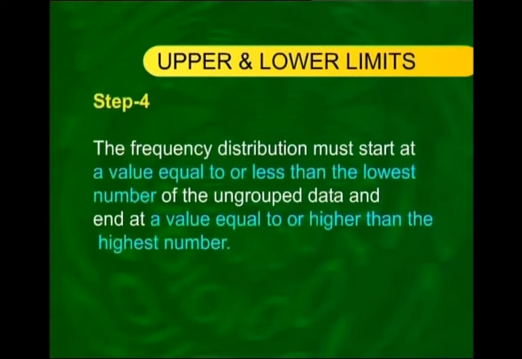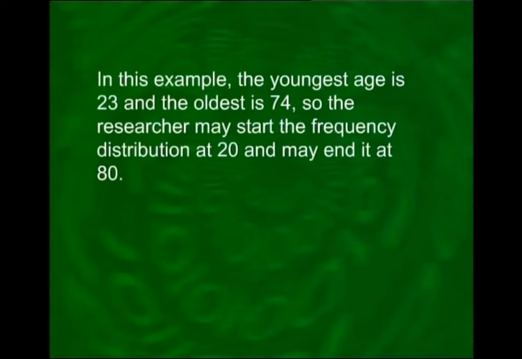So, the next step is the determination of the lower and upper limits of the various classes, and we must keep in mind that the frequency distribution must begin at a value which is equal to or less than the lowest number in our raw data set, and also it should end at a value which is equal to or greater than the highest number in our data set. In this example, the youngest age is 23 and the oldest is 74. So, students, we can start our frequency distribution from the number 20.